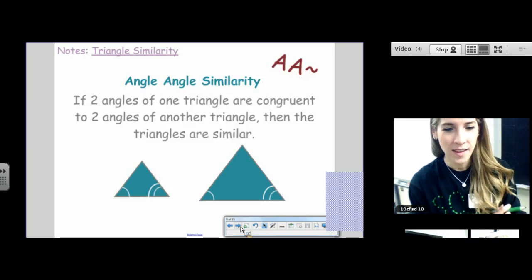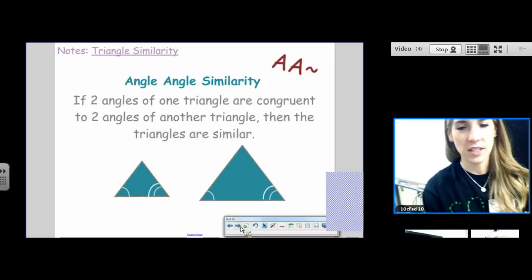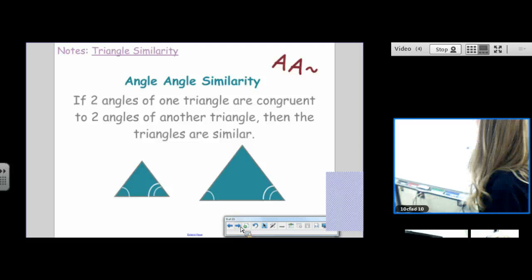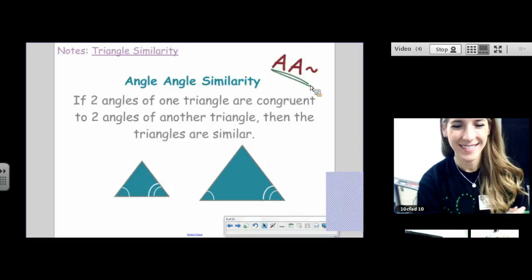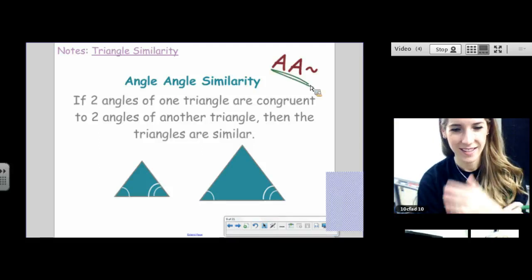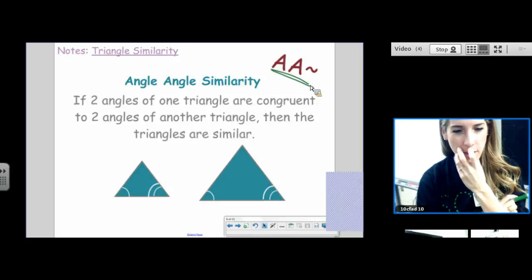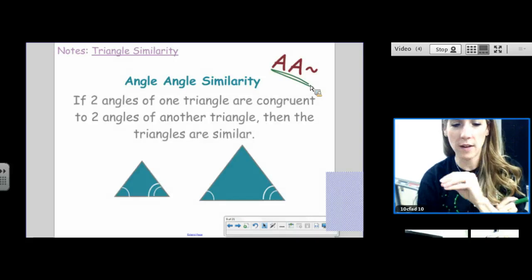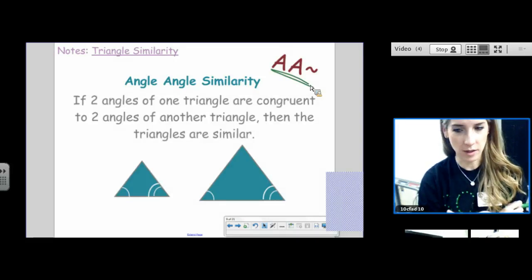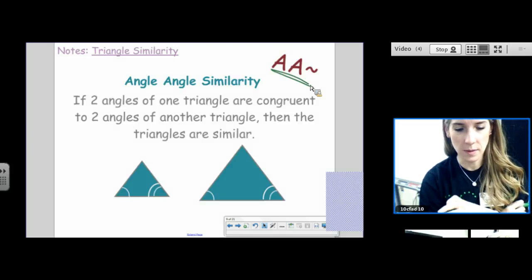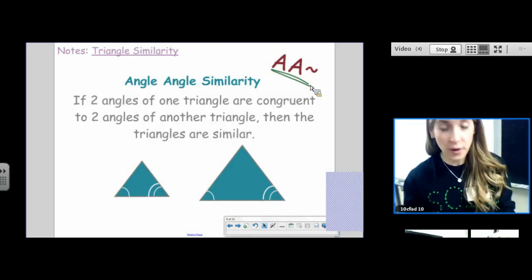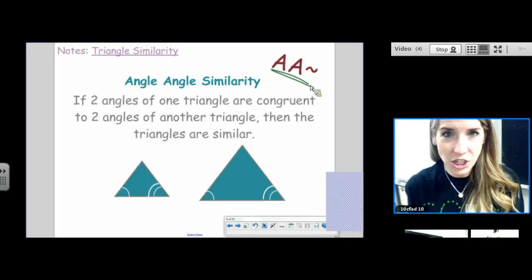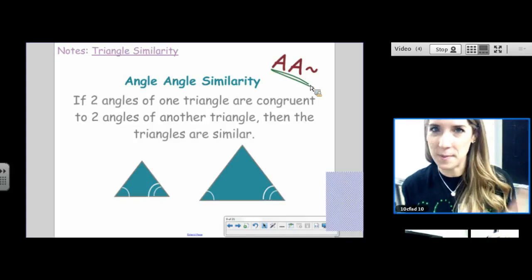Yes. Okay, no one's answering my question. Why is this called angle squiggly when triangles have 3 angles? Because if 2 are similar, the third is similar. Remember, whoa, careful. The angles are not similar. The angles are congruent. Just be careful. The angles are equal.